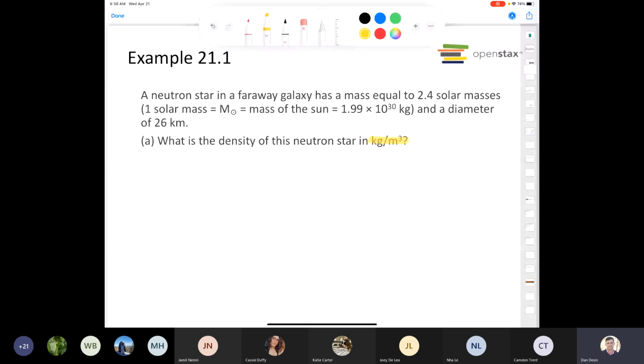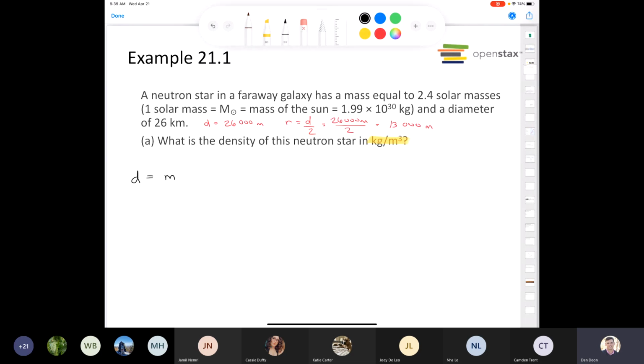So I'm going to convert this. My diameter is equal to 26,000 meters, since I want meters. And everybody should know that radius is equal to diameter over 2. So if I want the radius, I take 26,000 meters, I divide it by 2, and I get 13,000 meters as being the radius.